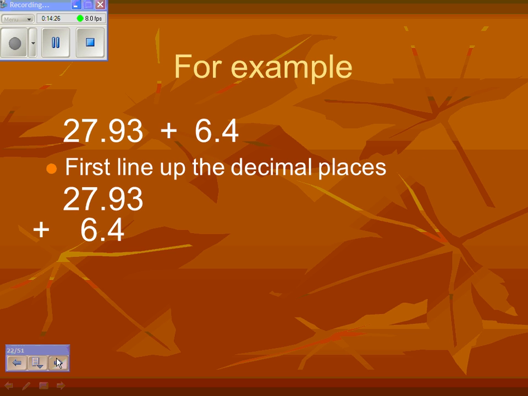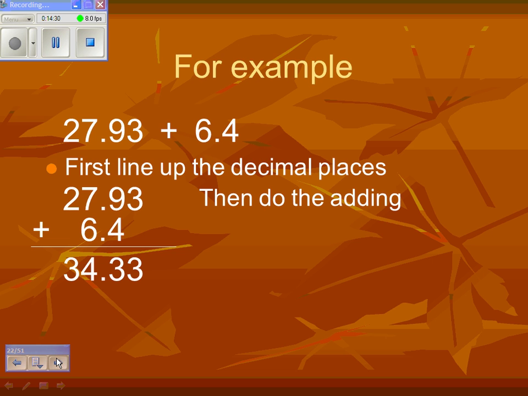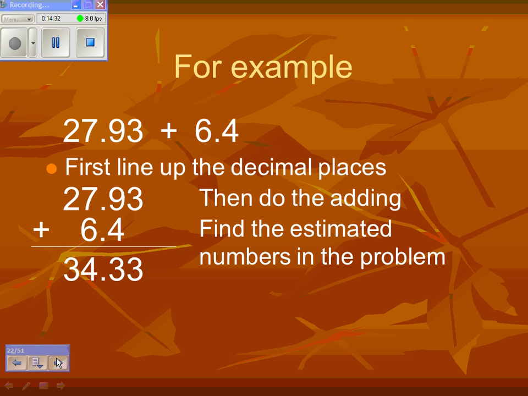So I line them up, I add them together, and then I'm only going to count, remember, the one that has the fewest places. So 6.4 only has 1, so then I'm going to follow my rounding rules and end up with 34.3. That is what my answer will be.